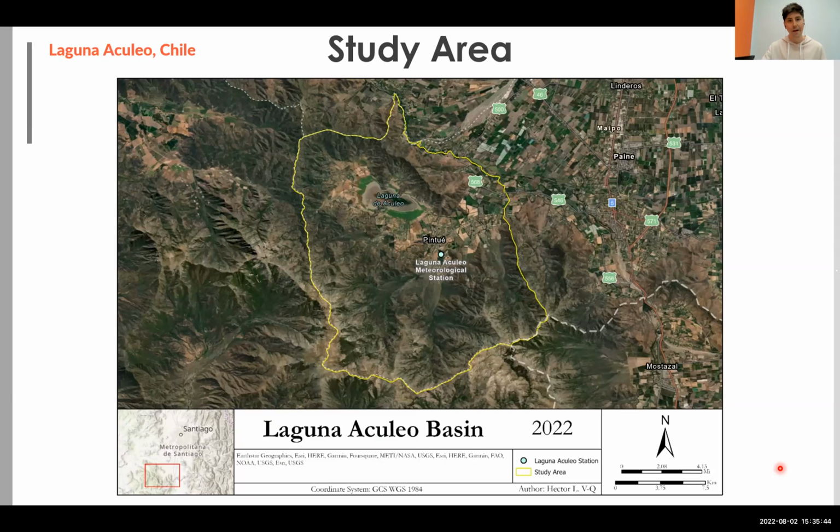So this is the study area. We have our rain station, and we are going to go there to see in which months we have no rain. And this is Laguna Aculeo. As you can see, it's quite tiny. It's not a huge place, and we're going to process the data to only estimate the values in that specific location.